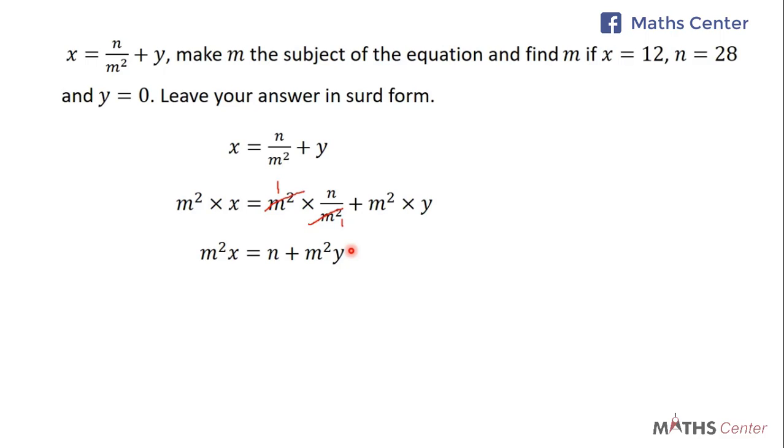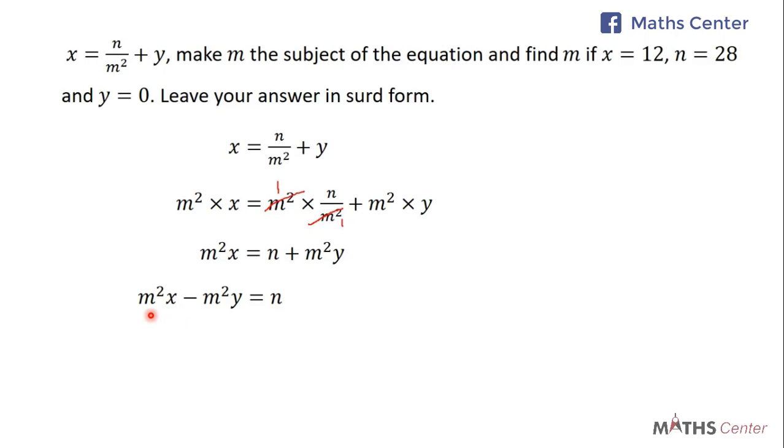So we group them to one side of the equation. Now, because I have m squared x here, I'm going to keep it. Then I will bring this m squared y over to this side. So we are going to have m squared x. This one is positive here, so when it crosses to this side, it becomes negative. So minus m squared y is equal to n, which is already here.